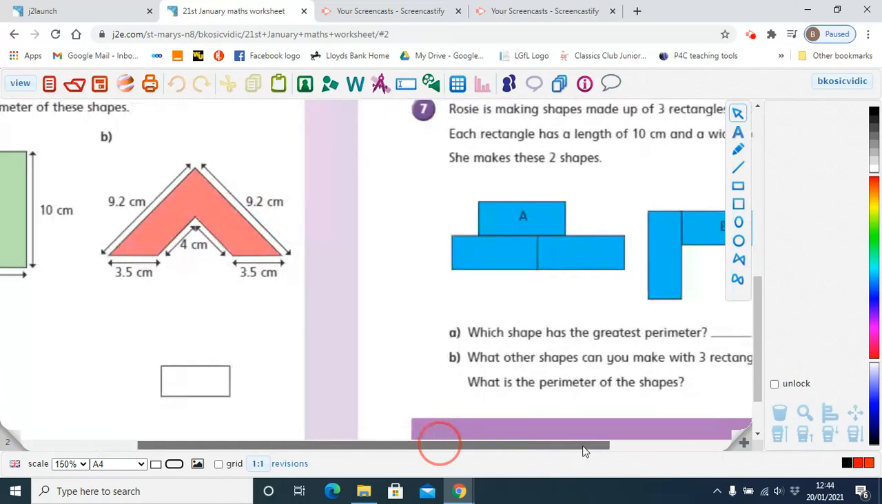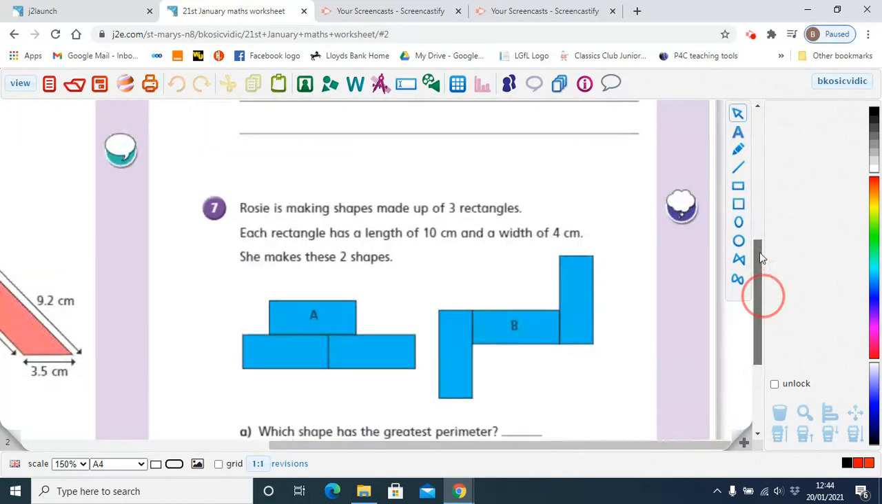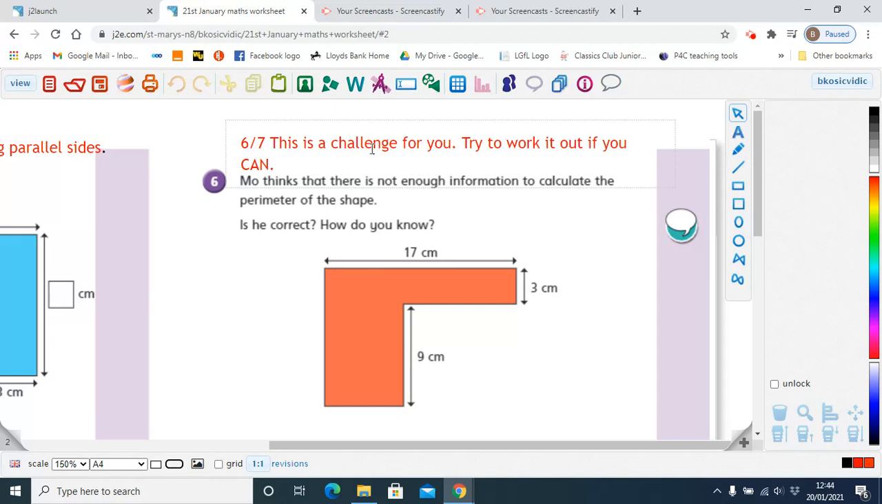And I'm just going to guide you through the last set of questions, which are actually challenging questions for you to work out. They're more or less reasoning questions, so you just read carefully what you are asked to do. Mo thinks that there is not enough information to calculate the perimeter of the shape. Is he correct? How do you know? So you're just simply going to look at the information that you have got in this task, and you're going to try to explain. If you say no, you will have to explain and reason why you claim what you claim.